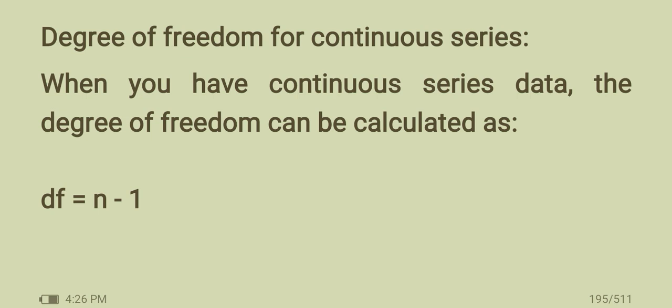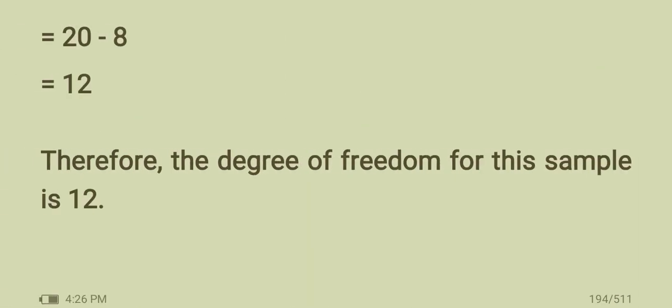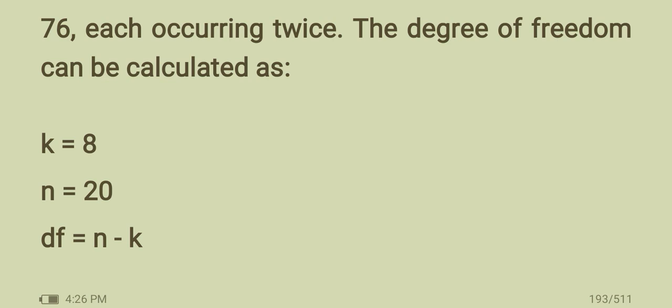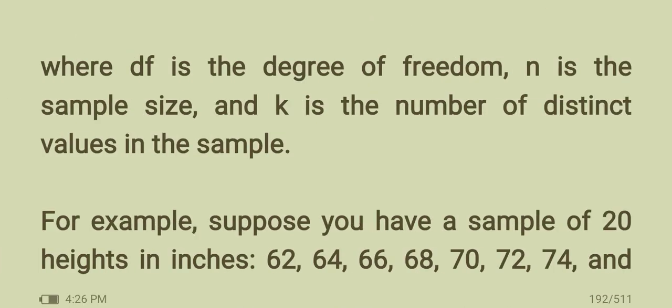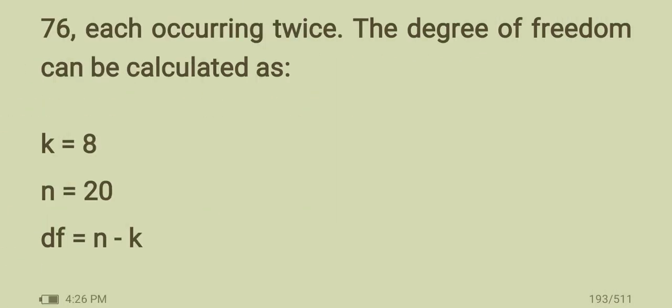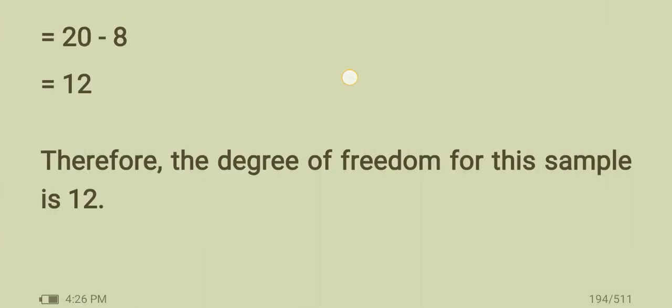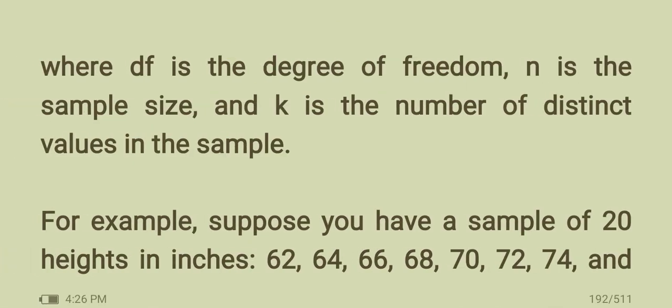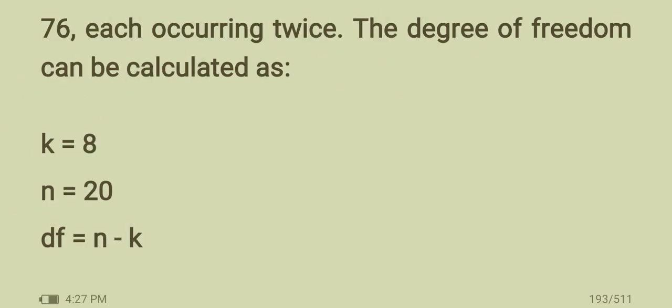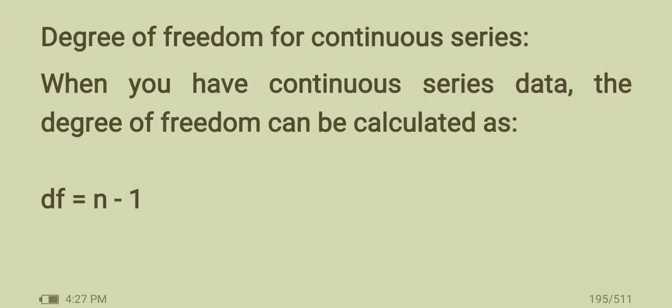When you have a continuous series, the degrees of freedom can be calculated as follows. k is equal to 8 in the previous example. Sample of 20 heights and 8 distinct values, so k is equal to 8 and n is equal to 20 and df is equal to n minus k. In case of continuous series, we just apply the formula used for raw data, like n minus 1.